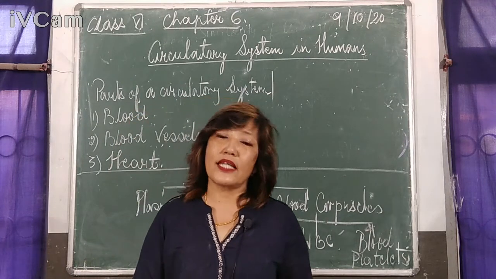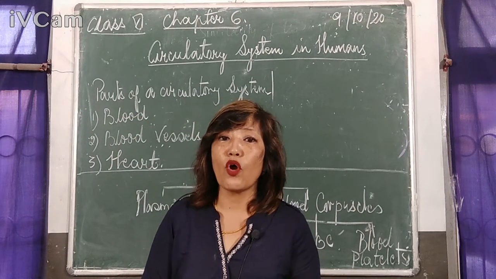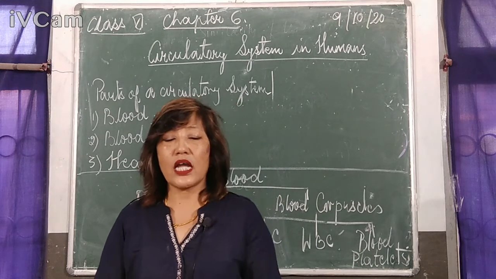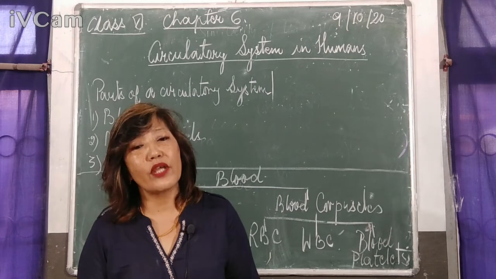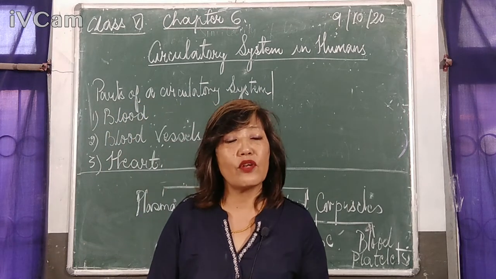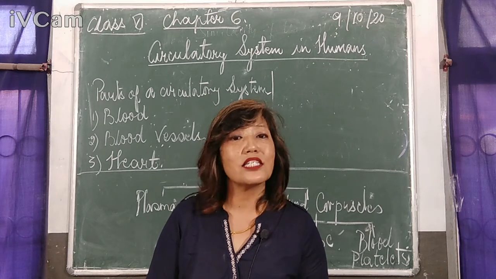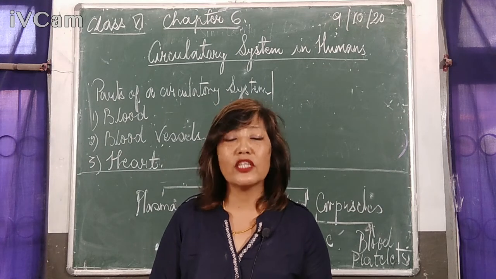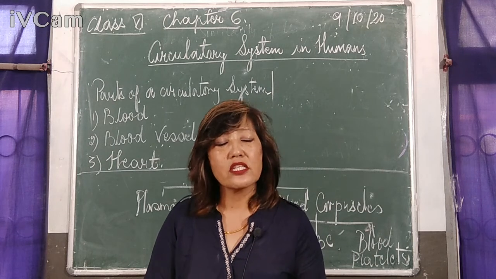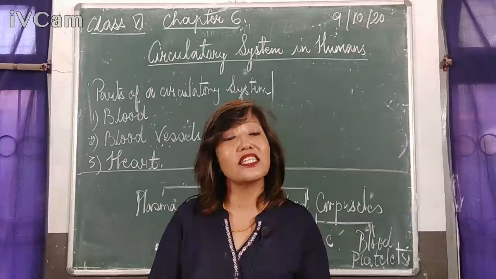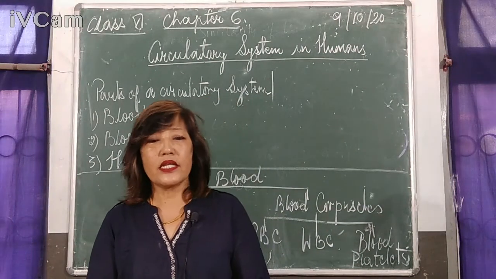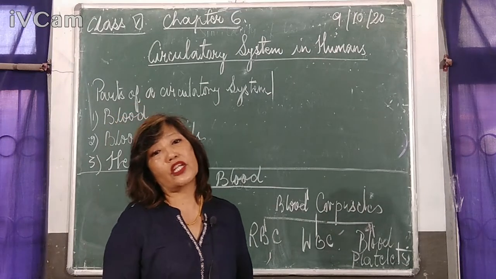So how does that happen? Who will transport all these nutrients, oxygen to different parts of our body? Now, it is the circulatory system. So what is circulatory system? Circulatory system is a well-developed system whose function is to transport oxygen, nutrients, waste products, and certain chemicals like hormones within our body. Now, parts of a circulatory system.